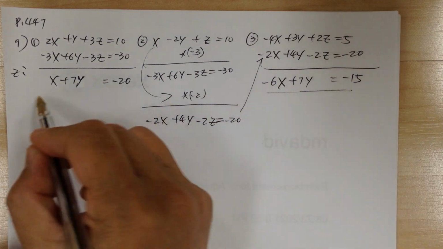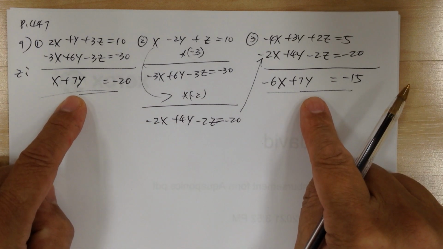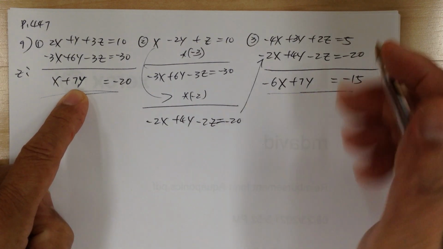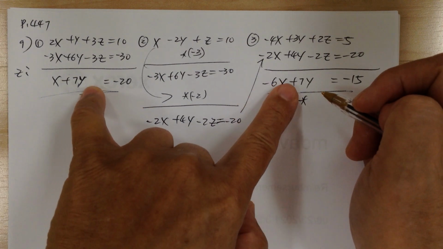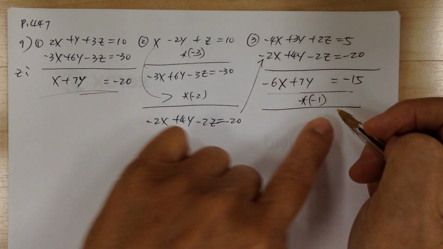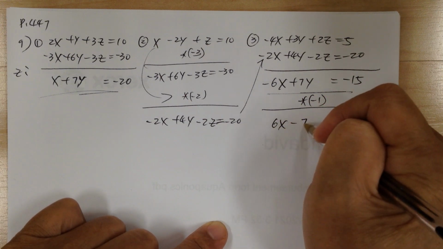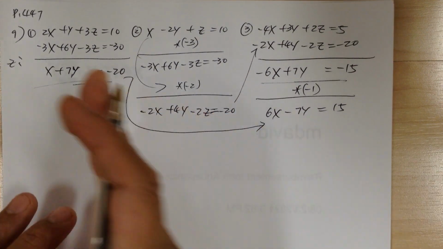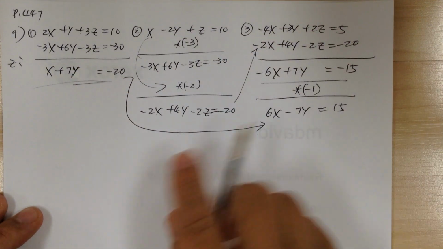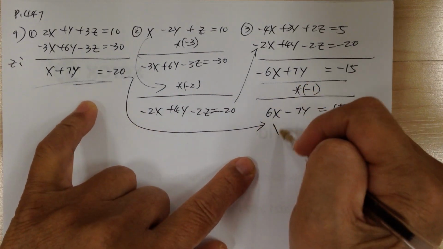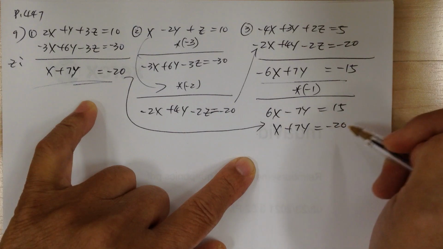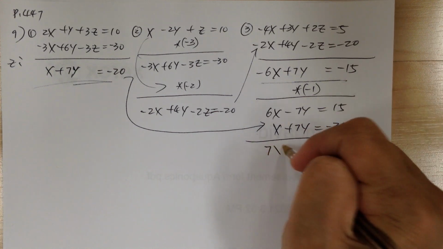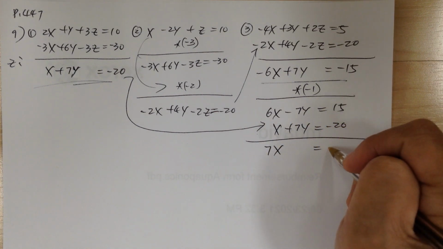Okay, so now I have these two equations. So I have to decide which one to make them opposite. Now notice this, you got 7y and 7y, right? So I'm going to multiply this by -1. I'm going to do the y because they already have the same coefficient. So times by -1, I get 6x minus 7y equal to 15. And I'm going to put this over here. So again, that's why you don't want to draw the arrow, but I'm just drawing it so you can follow. So put this under here. So I got x plus 7y equal to -20. So when I add, I get 7x equal to -5.